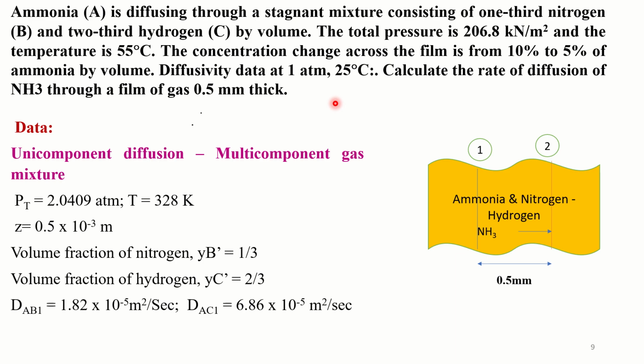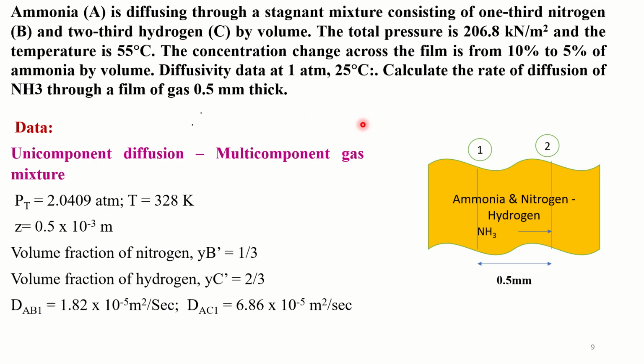So here it is given that ammonia is diffusing through a stagnant mixture of nitrogen and hydrogen. Since three components are involved, this is a multi-component system, and the components are ammonia, nitrogen, hydrogen. So it is a gas-phase system, a multi-component gas mixture. Next, whether it is a unicomponent diffusion or not, we have to check. It is given that ammonia is diffusing through a stagnant mixture, so obviously it is unicomponent diffusion, that is, ammonia is diffusing through a non-diffusing mixture of nitrogen and hydrogen.